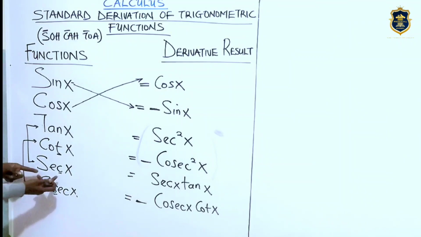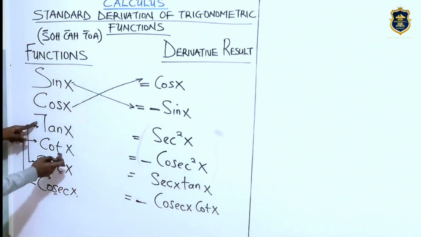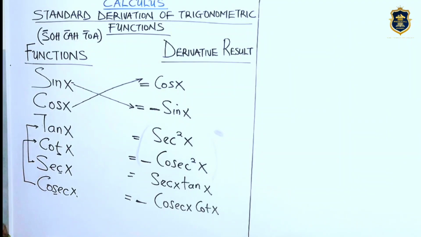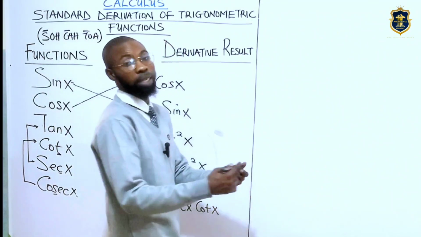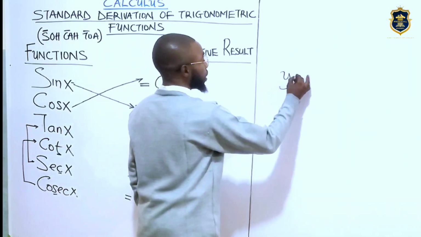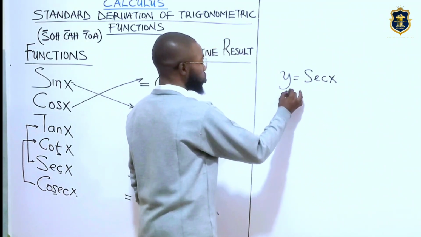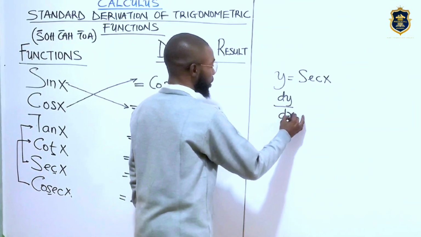Next, what do you do? Take sec x. Sec x becomes sec x tan x. Take their product, and this will be cosec x cot x. In case you're in an exam and they give you, if y is equal to sec x, what is dy dx? What's the derivative?